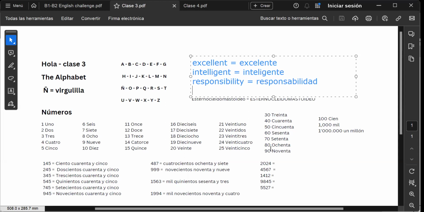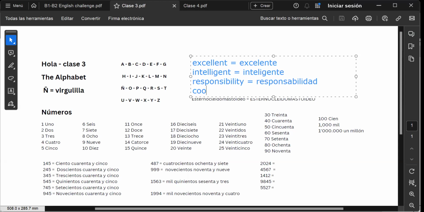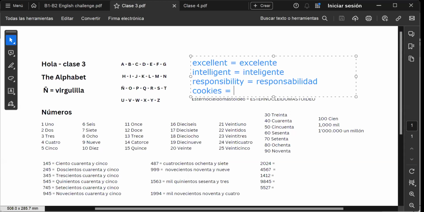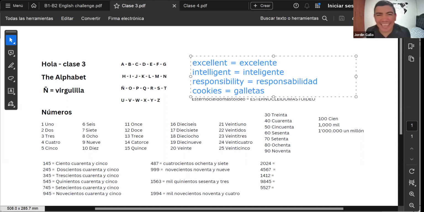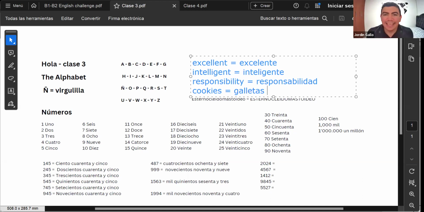Go ahead. I'm gonna say S, E, O, K, A, E, ese. Okay. ¿Sabes qué significa en español? Do you know the meaning in Spanish? I can't think of it right now. I should know it because I love cookies. Okay, ¿cómo se dice? Galleta.